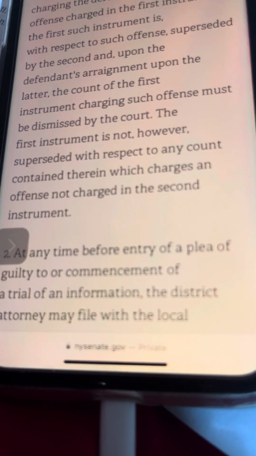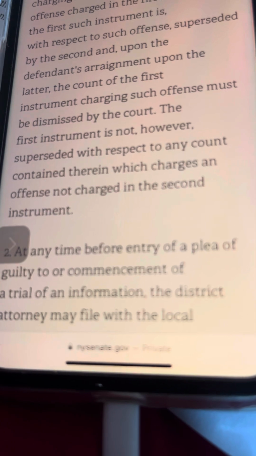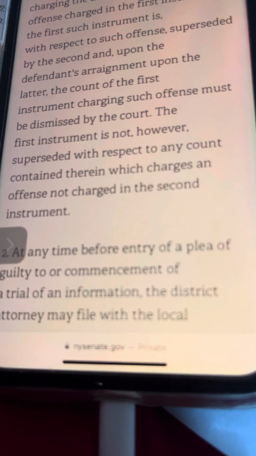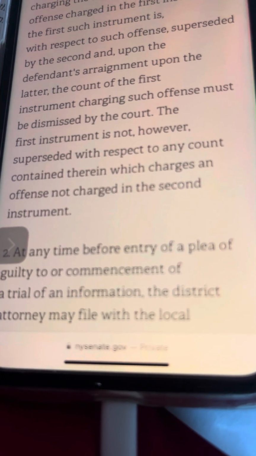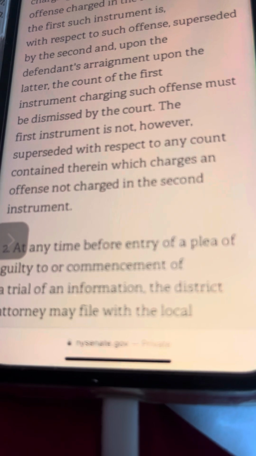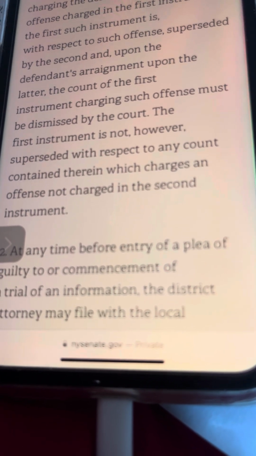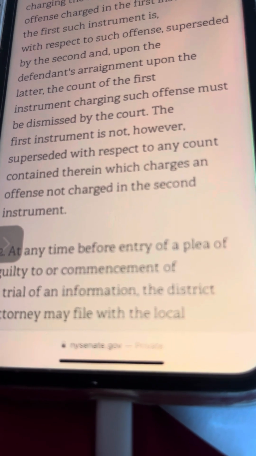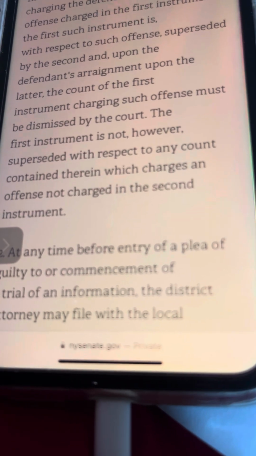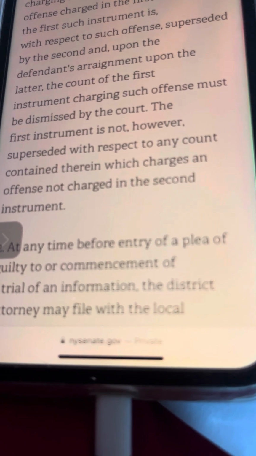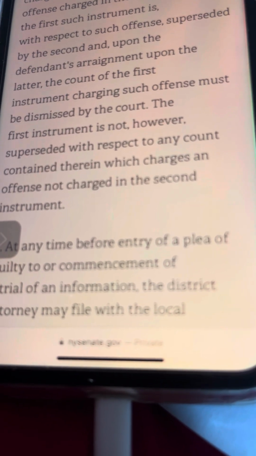So let's say there's 2 charges in the first and 1 charge in the second, and the first charge in the first matches the only charge in the second, that would supersede the second. But since there's a second charge that's in the first that's not in the second, now that's going to supersede the second because that charge wasn't mentioned.